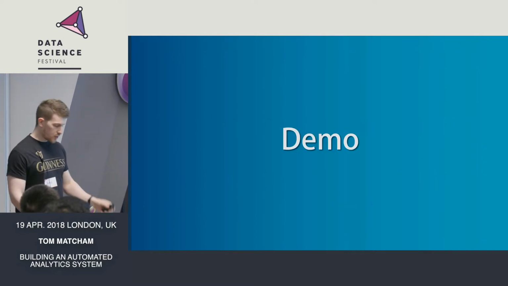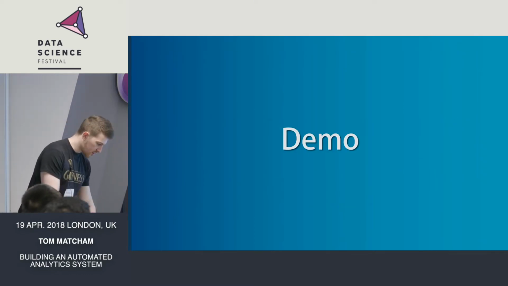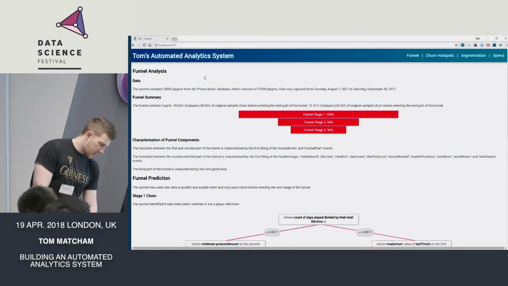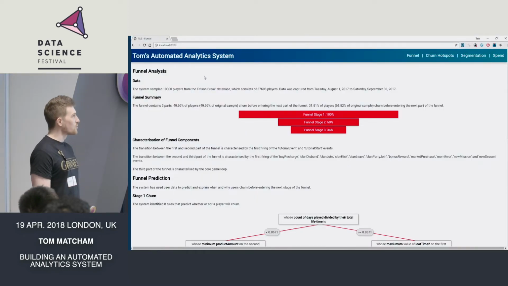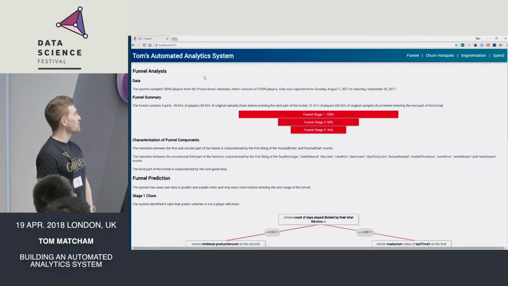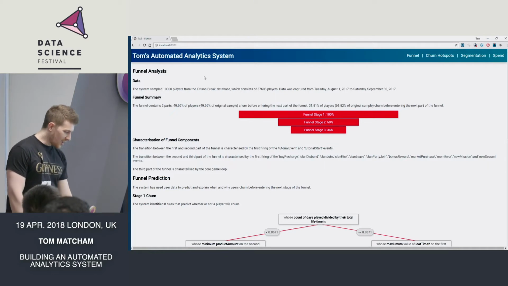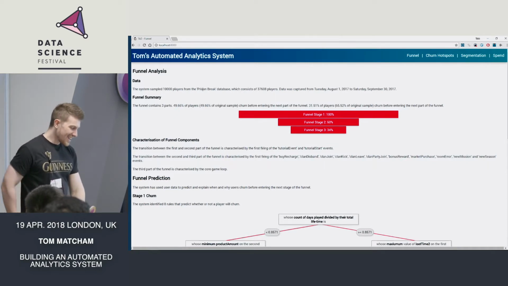So I'm going to jump straight into a demo of the thing working, and it'll probably make it easier to understand what's going on. This is Tom's automated analytics system, which I call Taz. You can't really see the icon, but there is a little Tasmanian devil up in the corner. You'll see him later on.